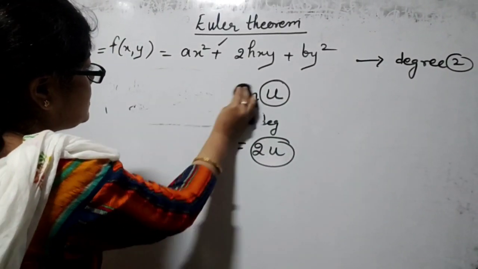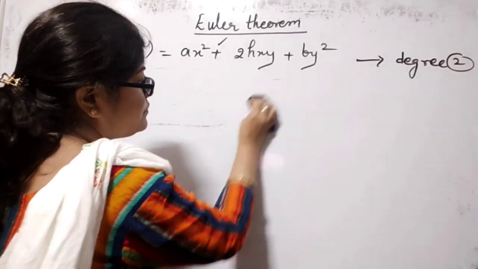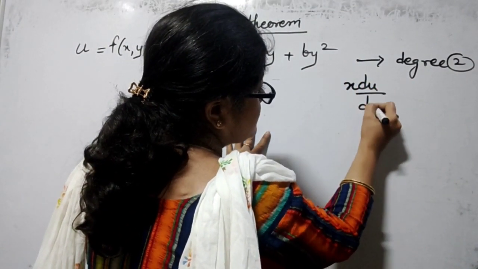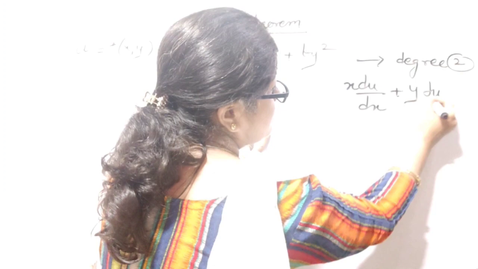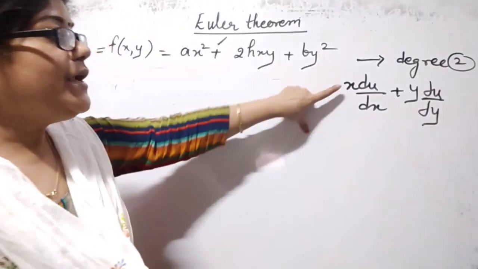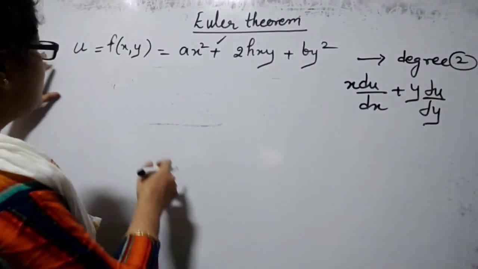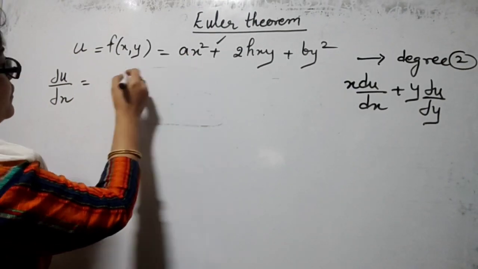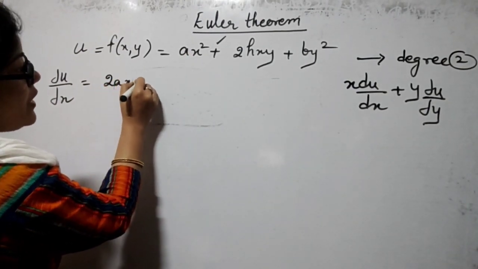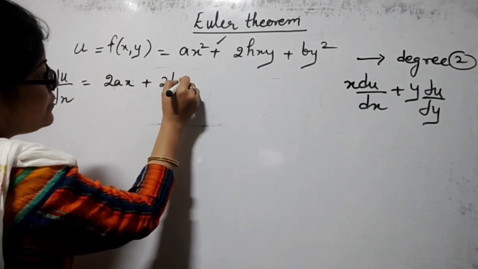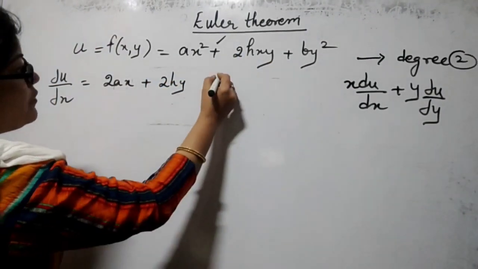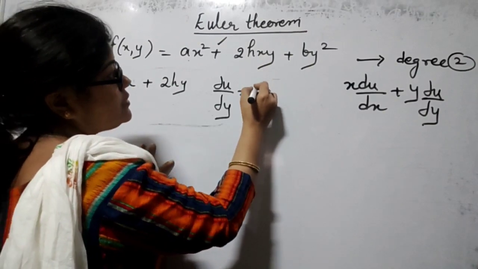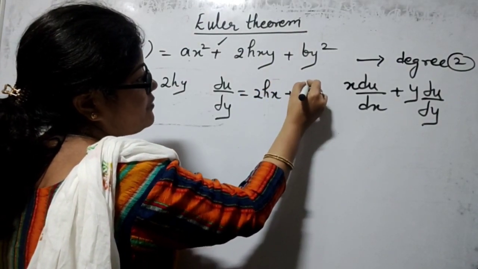Now what is the Euler's relationship? We have the relationship x du over dx plus y du over dy. That means we have to find du over dx and du over dy. Firstly we find du over dx. We differentiate with respect to x and we get 2ax plus 2hy, and the last term becomes 0. Now for du over dy, we get 0 plus 2hx plus 2by.